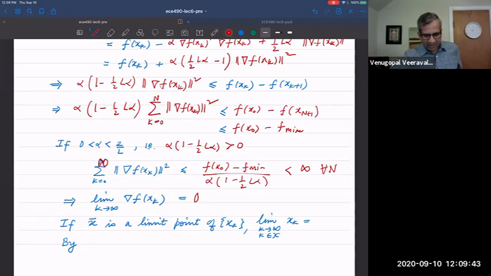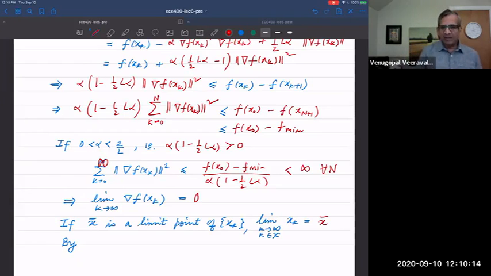But what about xk itself? Well, xk doesn't necessarily converge. We discussed that before, even when we talked about Armijo's rule. But say x bar is a limit point of the sequence xk. That means there is some subsequence of indices k such that, as k goes to infinity along those indices, you end up with x bar in the limit. That's the definition of a limit point, right? We saw that last class.